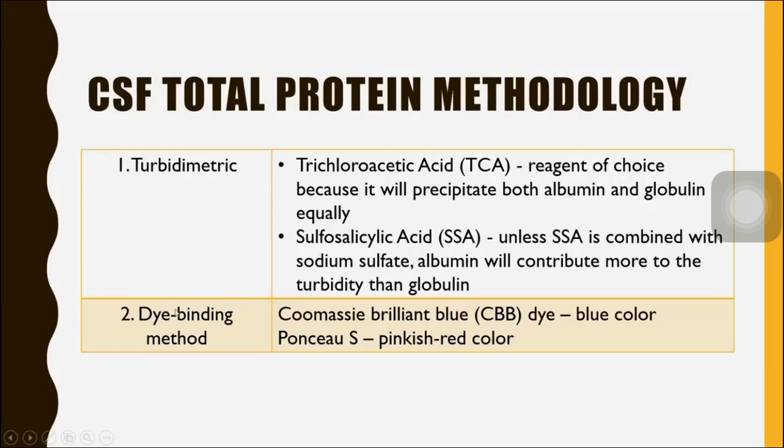Next, we have the dye binding method. Dye binding uses, of course, a dye. What dyes are usually used? It can be Coomassie Brilliant Blue dye or Ponceau S dye. Coomassie Brilliant Blue, of course, produces a blue color, while Ponceau S produces a pinkish red color.